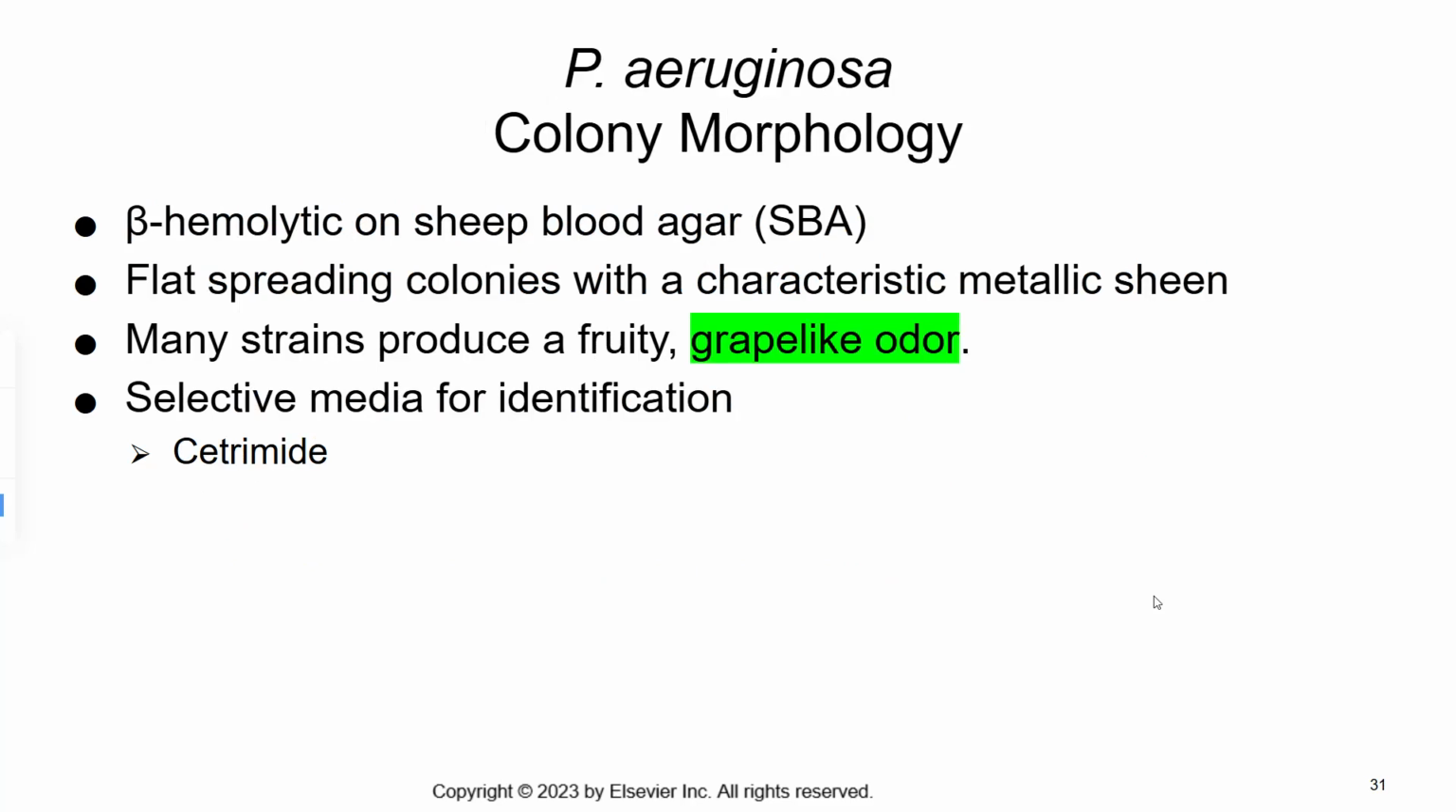Other times I've seen it referred to as a grape-like odor. Which species has a grape-like odor? Or they'll describe a tech working up a gram-negative organism. When doing the whiff test or the waft test, they smell a grape-like odor. What organism is the most likely cause? Grape-like odor is associated with Pseudomonas aeruginosa.